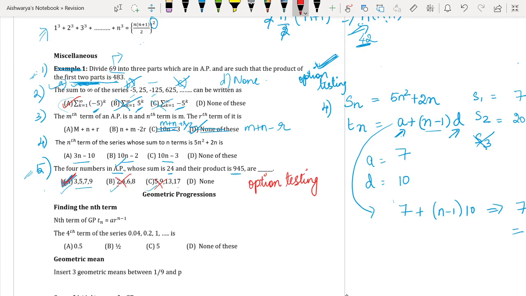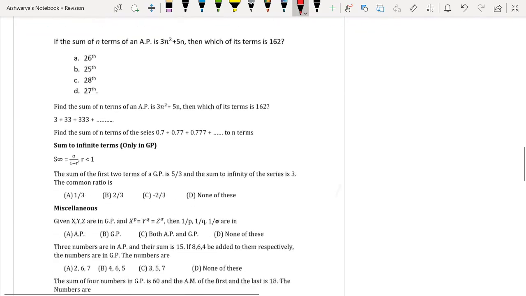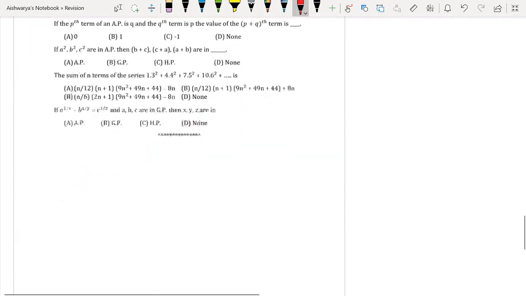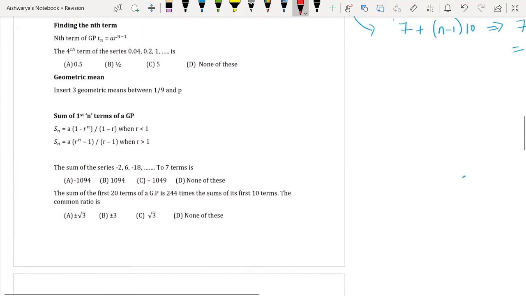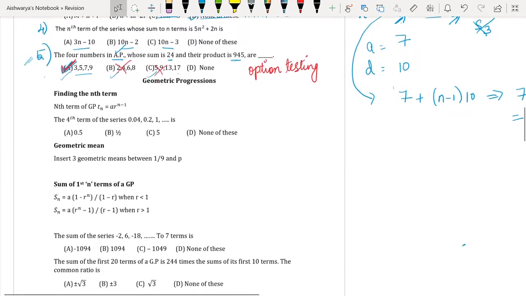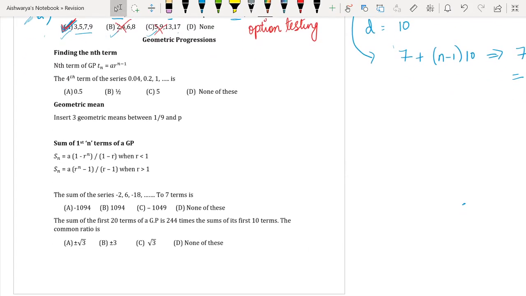Okay, let's go to geometric progressions. So I've tried to add some more questions towards the end, miscellaneous questions all put together. Let's see how much ever we are able to solve, we will solve now. Let's go to geometric progressions.